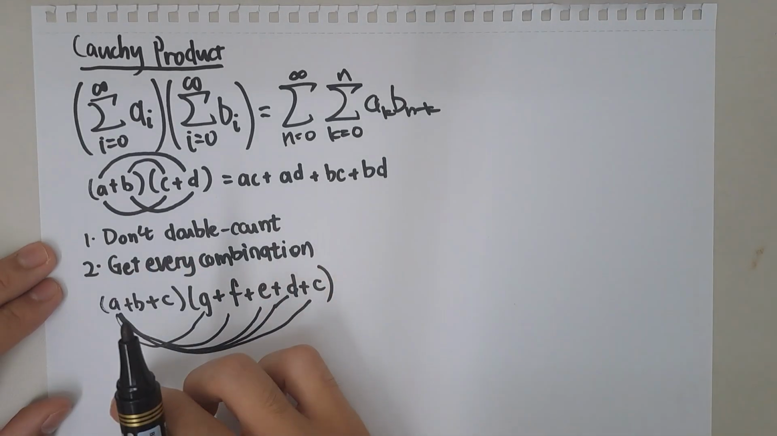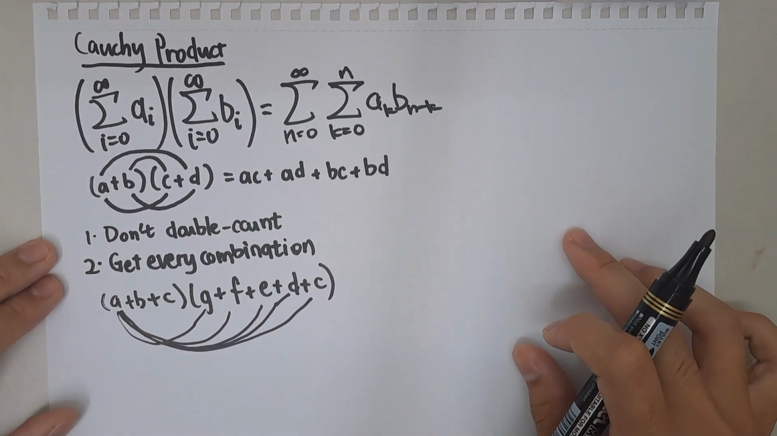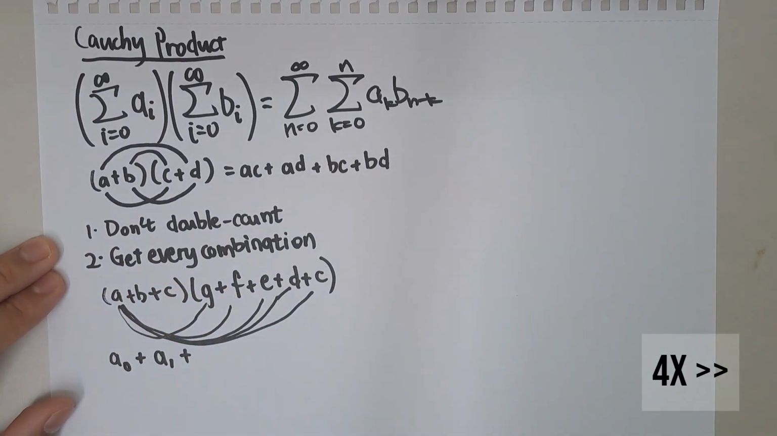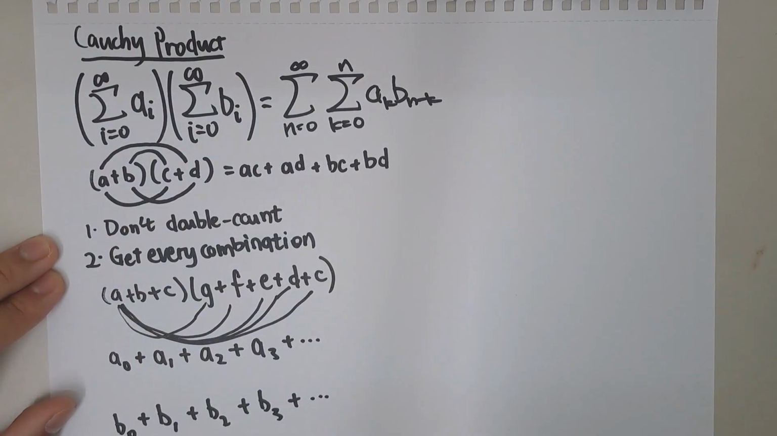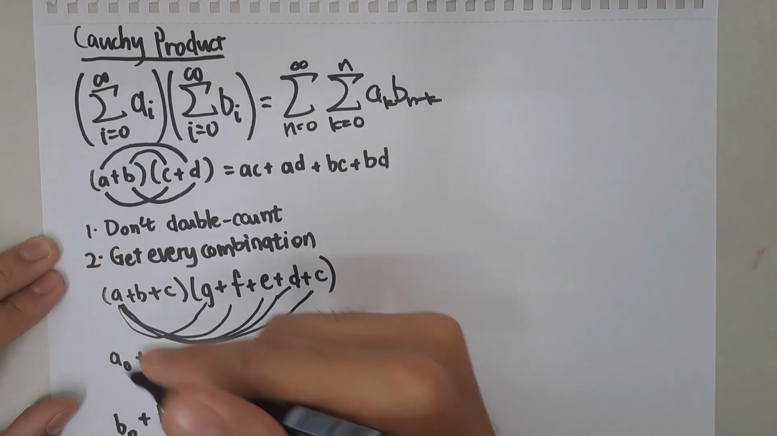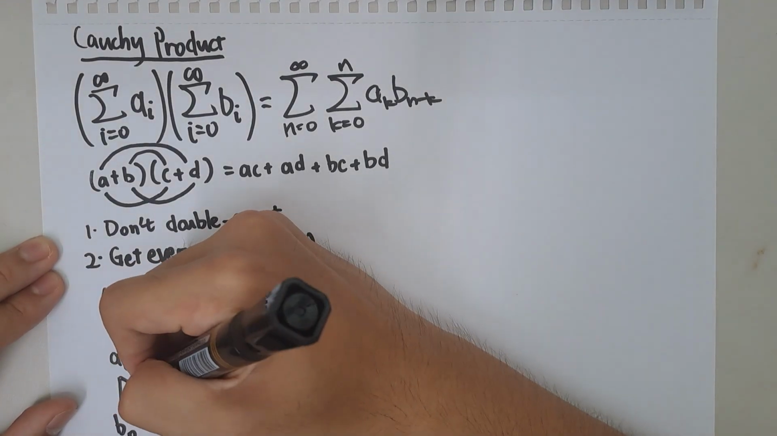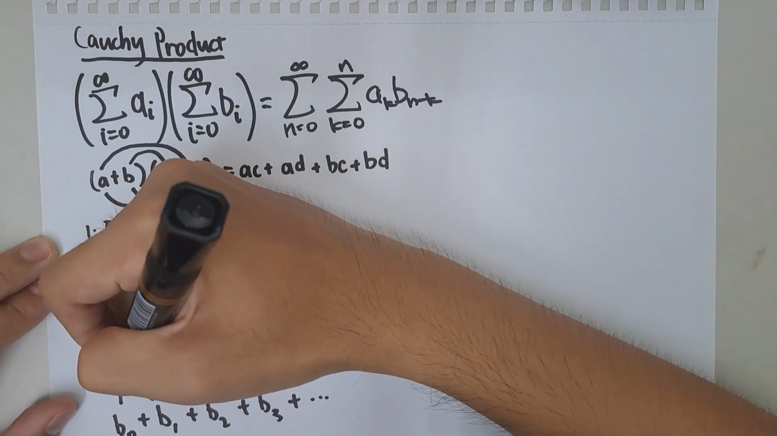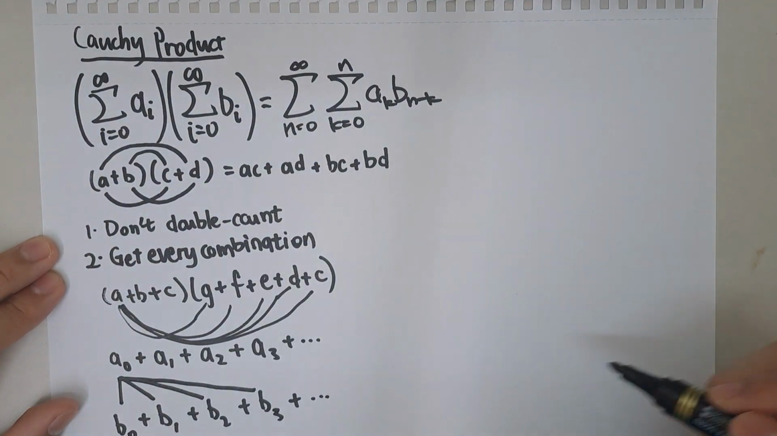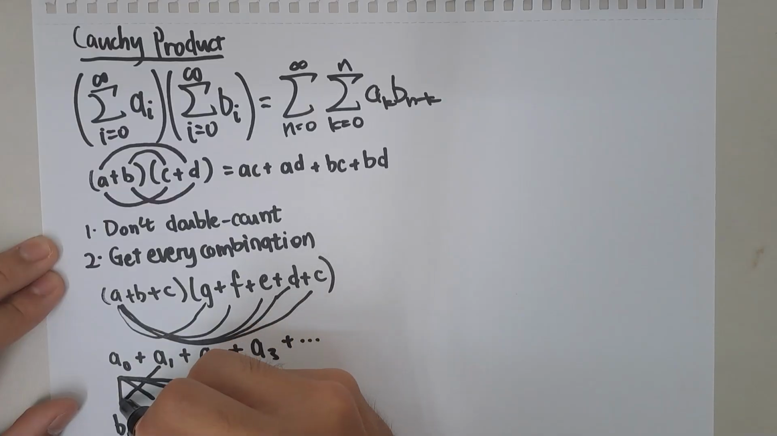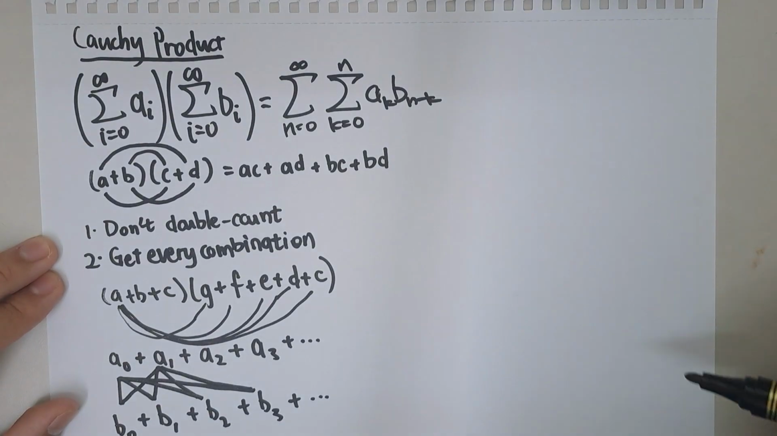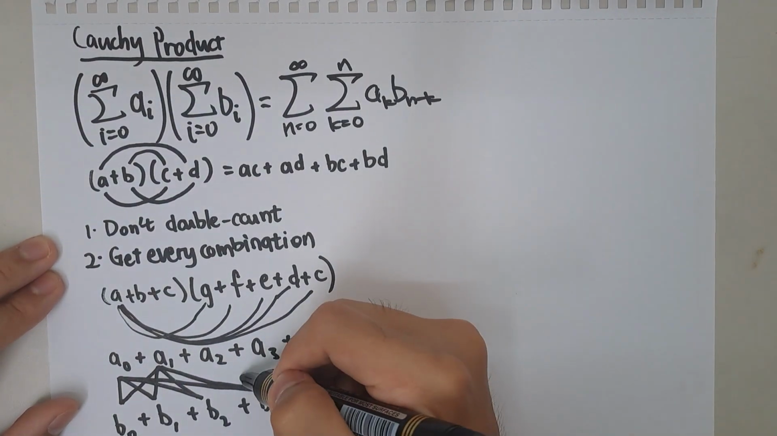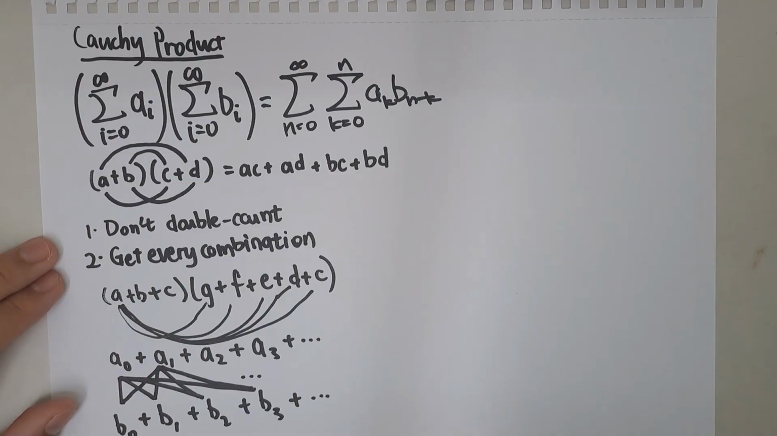We can start off with writing out sums in a parallel fashion, so something like a0 plus a1 plus a2 plus a3 and so on, and we have b0 plus b1 plus b2 plus b3, writing them like this. And now at least we aren't drawing curves, we're drawing straight lines like this. We're trying to match a0 to all the b terms and a1 to all the b terms. And using this process, we will get the expansion.